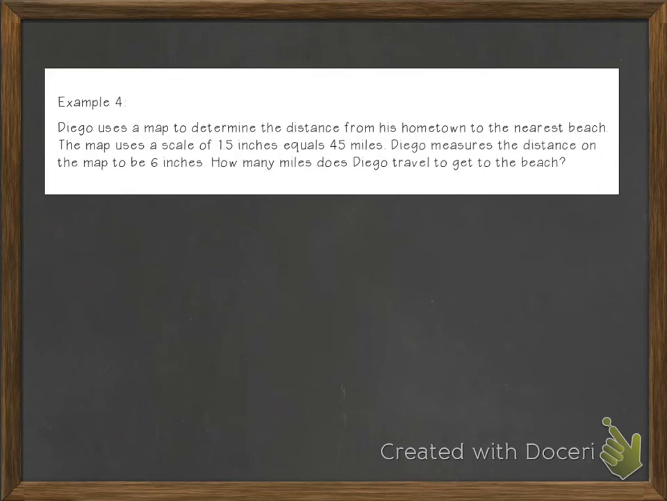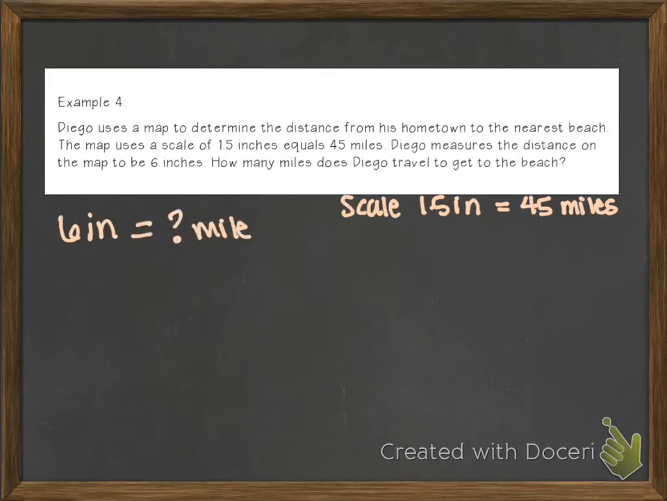Diego uses a map to determine the distance from his hometown to the nearest beach. The map uses a scale of 1.5 inches equals 45 miles. So if Diego measures the distance on the map to be 6 inches, how many miles does Diego have to travel? So 6 inches equals how many miles, essentially, is what we're trying to figure out here.